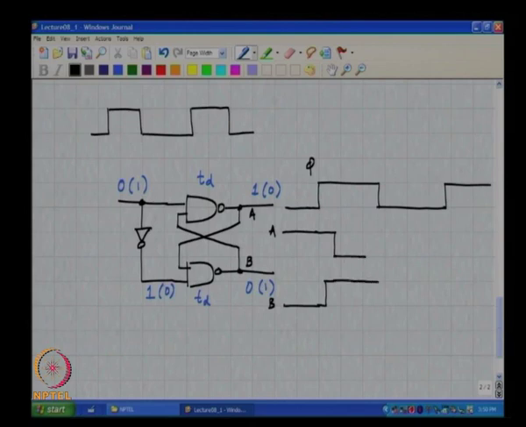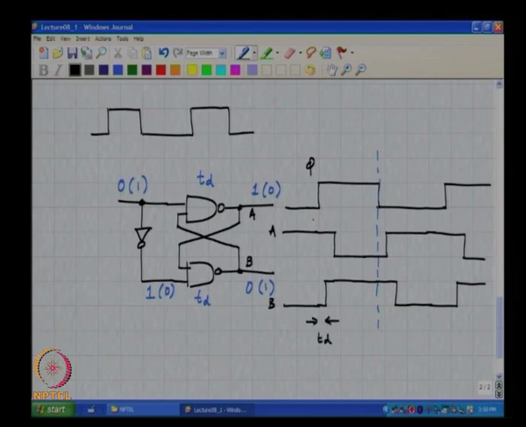So, life continues on like this until the next edge comes, which happens here. Okay. Next, what happens? When phi goes low, A goes high after a delay TD, very good, and B goes low after another TD, and this keeps repeating itself. All right. So, this is TD and this delay is 2 TD. Does it make sense?